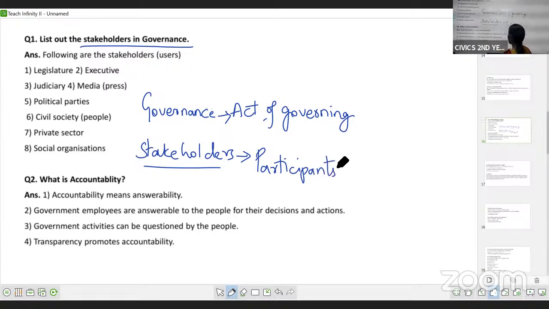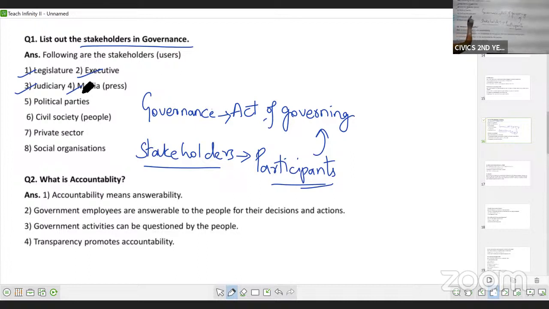So who participates in governing? The question is, list out the stakeholders in governance. To understand who the participants in governing are: government has 3 organs, legislature, executive and judiciary. These 3 organs are part of the government. Then media, press, print and electronic media. It is through media we come to know about the policies of the government and what the government is doing for us. It is the media which takes the problems of the people to the government. They question the government on behalf of the people.